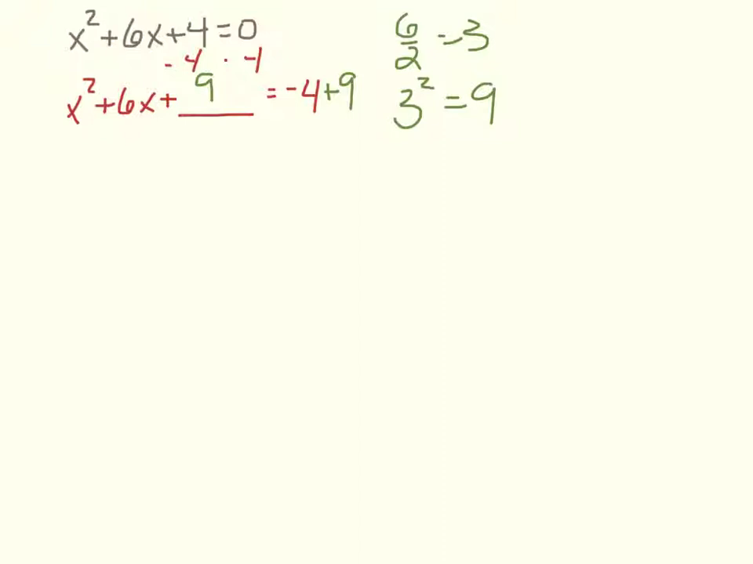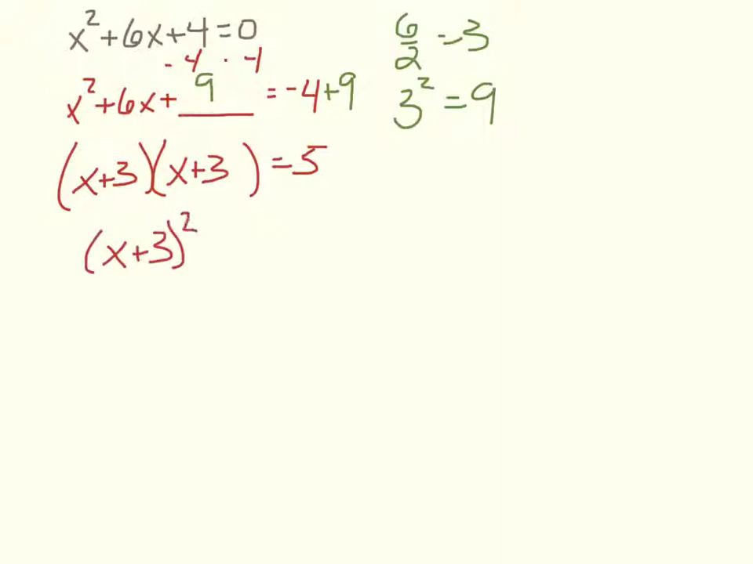Now we're going to factor the left-hand side, and what you're doing is thinking of numbers that multiply to give you 9 and add to give you 6. So in this case it's +3 and +3, and the right side is going to equal 5, right? -4 plus 9. We're going to rewrite the left-hand side as x plus 3 quantity squared.